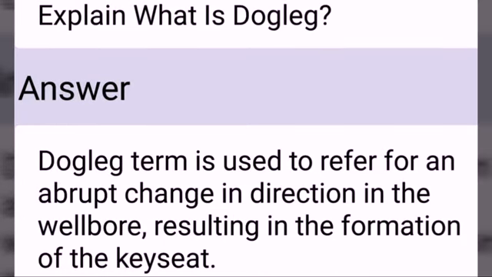Explain what is dogleg. The dogleg term is used to refer to an abrupt change in direction in the wellbore, resulting in the formation of a key seat.